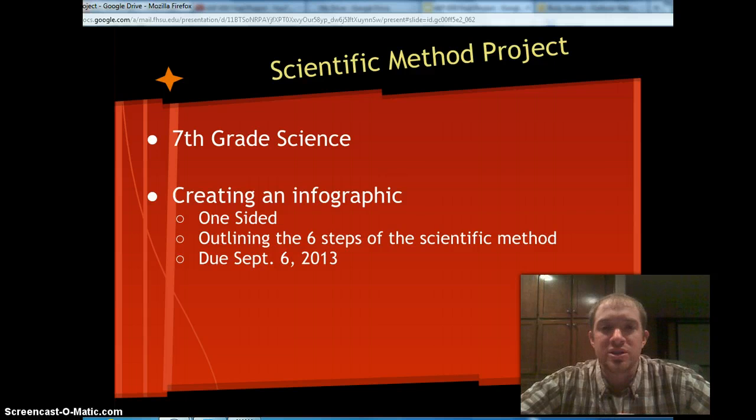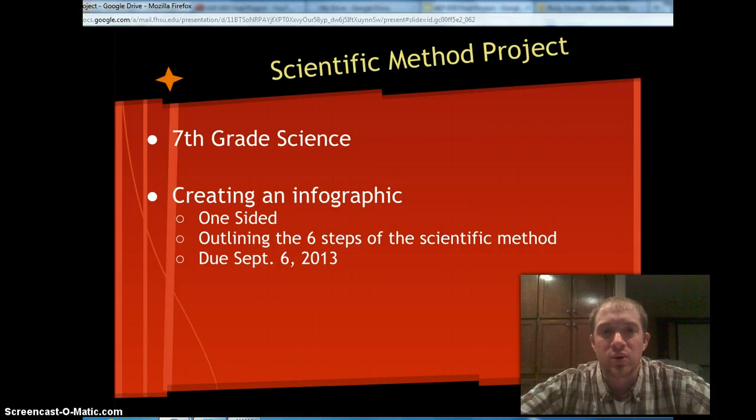It will outline the 6 steps of the scientific method. The first step is question. You've got to come up with a question. Next, you create a prediction, which is called a hypothesis, and use an if-then statement. If I do this, then this will happen.